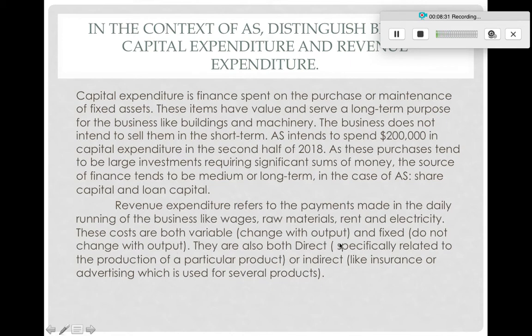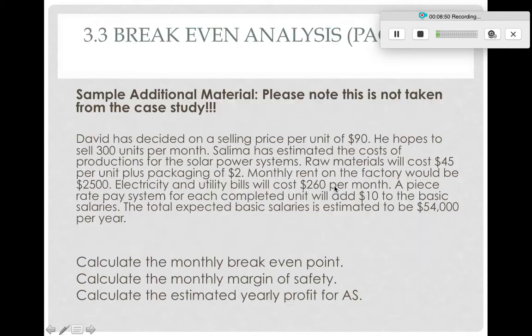These are the day-to-day costs associated with the business, and they do not purchase an item that holds value and remains in the business, like capital expenditure. Another way of remembering it is that capital expenditure is shown in the balance sheet, whereas revenue expenditure is shown in the profit and loss account.